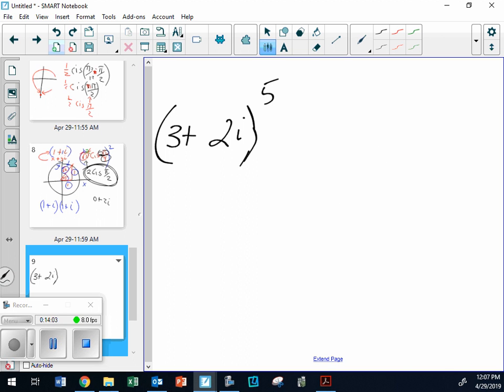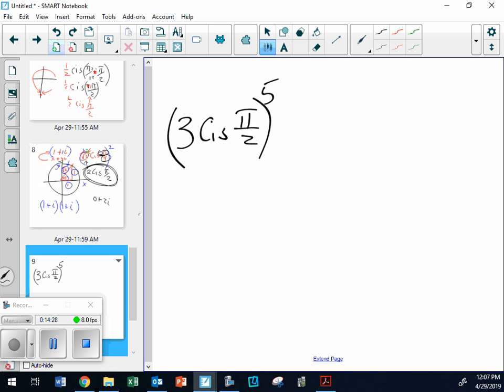DeMoivre still works even if it's like this. And would you want to have to write out 5 of these things and multiply all the different permutations and combinations of that and add them all up? Ick, gross. You wouldn't want to do it. But if I could have cis form, and I put something in cis form, like that other one could be written in cis form, but it's complicated. We'll get back to that in a minute. 3 cis pi/2, for example.